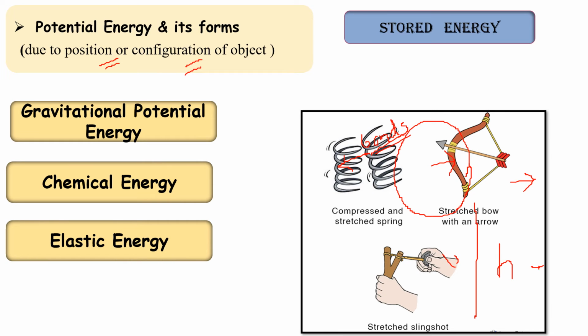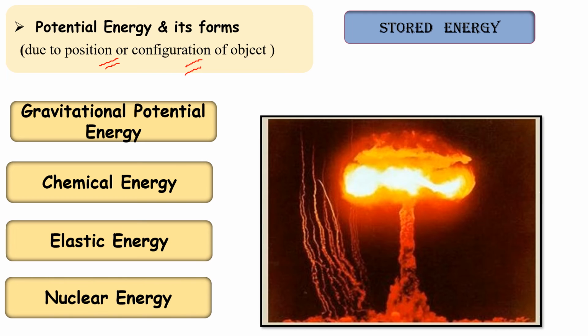Next is the elastic energy. Elastic energy is stored by stretching or compressing an elastic object by external forces. So elastic energy is the energy stored by stretching or compressing elastic objects. Next we have the nuclear energy, where a large amount of energy gets released when the nuclei of atoms are split or combined.